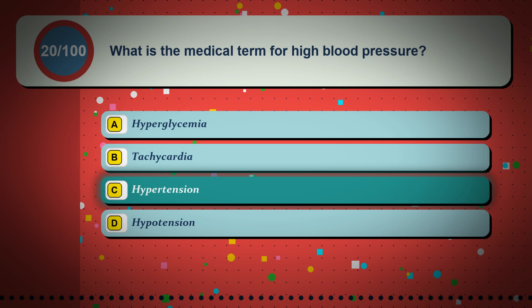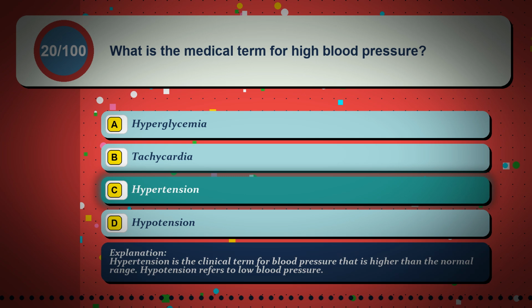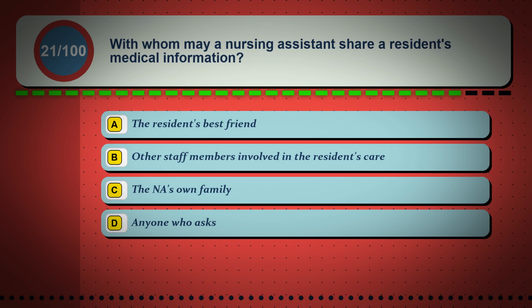The correct answer is option C. Hypertension. Hypertension is the clinical term for blood pressure that is higher than the normal range. Hypotension refers to low blood pressure. Question 21. With whom may a nursing assistant share a resident's medical information?